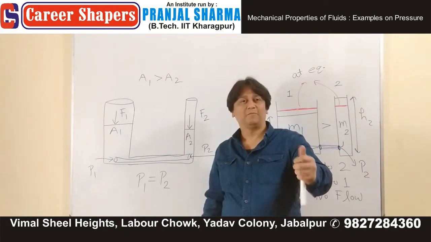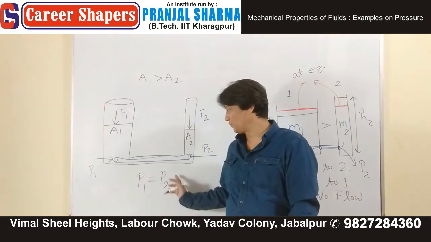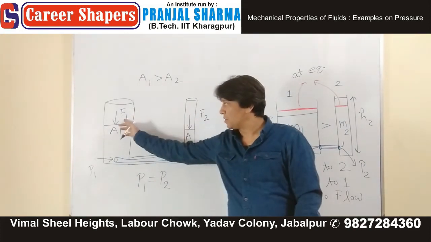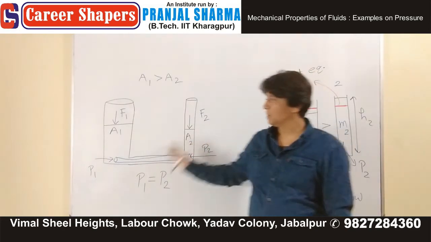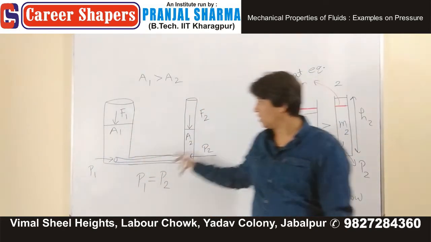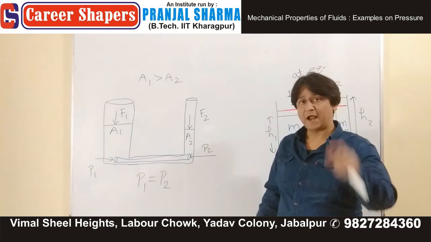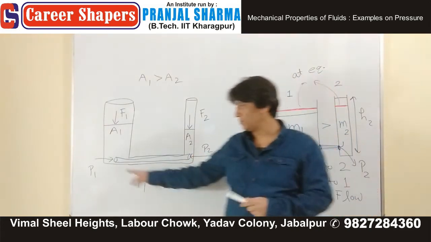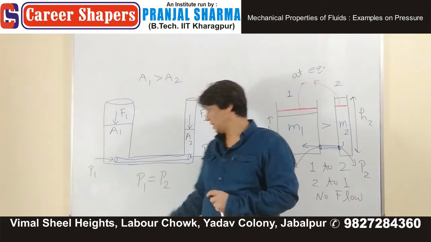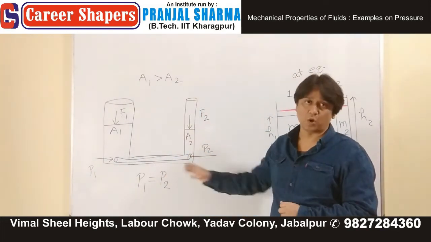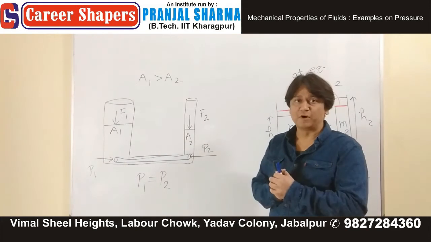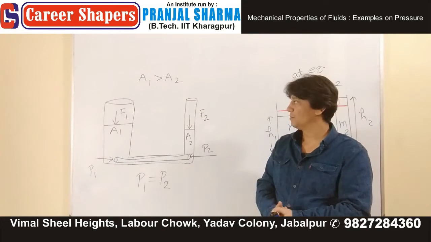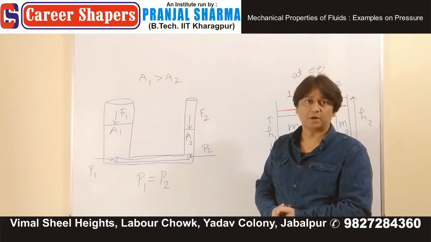Now, without my help, let's see how many of you are comfortable with this. Whatever be the forces F1 and F2, height of liquid column in these limbs, but at equilibrium, pressure coming from this side and pressure coming from this side, they should be equal. Are you comfortable with this? Yes or no? And then I will prove it.